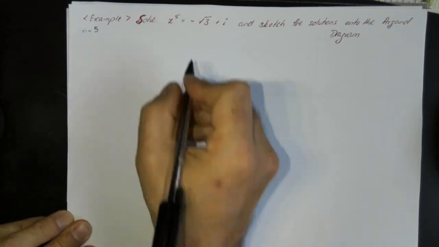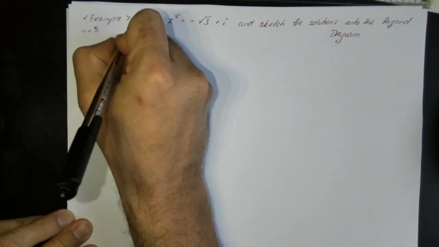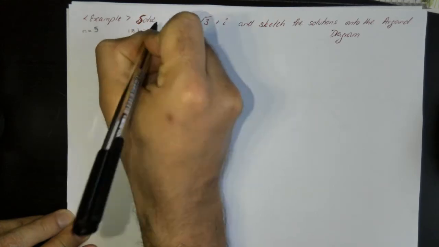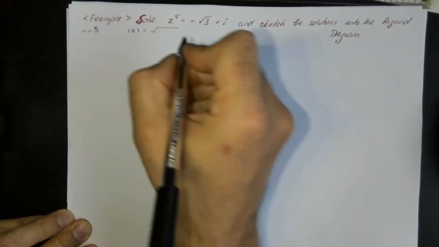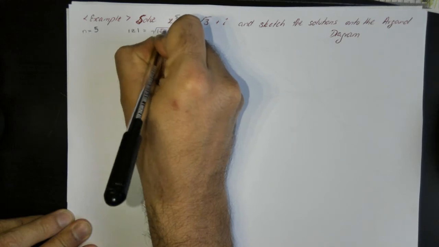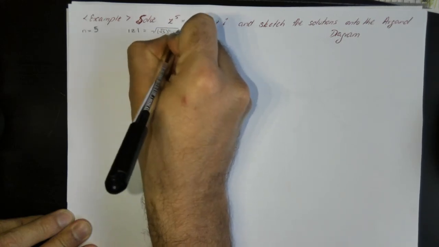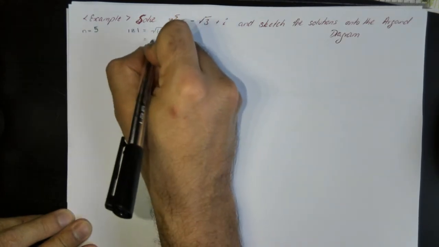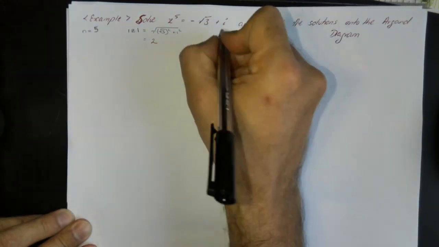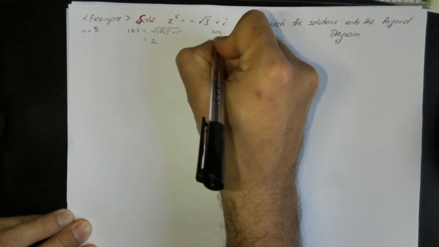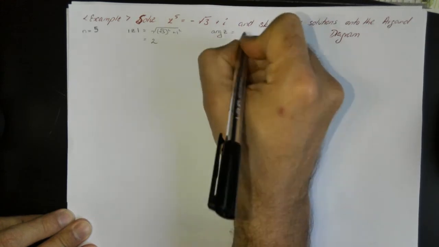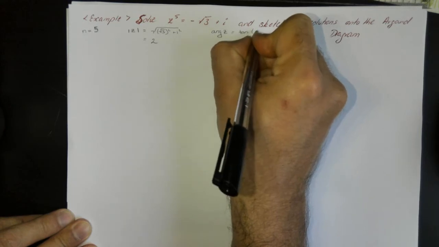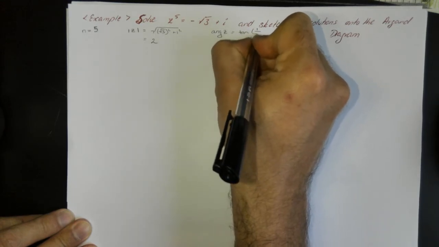All right. The modulus of z is root 3 squared plus 1 squared. So 3 plus 1 is 4, square root of that is 2. And the argument is tan inverse of 1 over root 3.